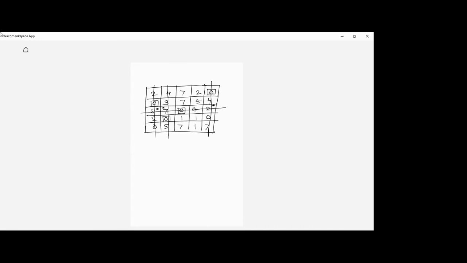So the undeleted cells are 7, this cell 7, 2, 7 and 5, 1, 1, 7 and 1. All these are undeleted cells, and from this we are going to subtract the value of 1, right? So let me draw that cell again.